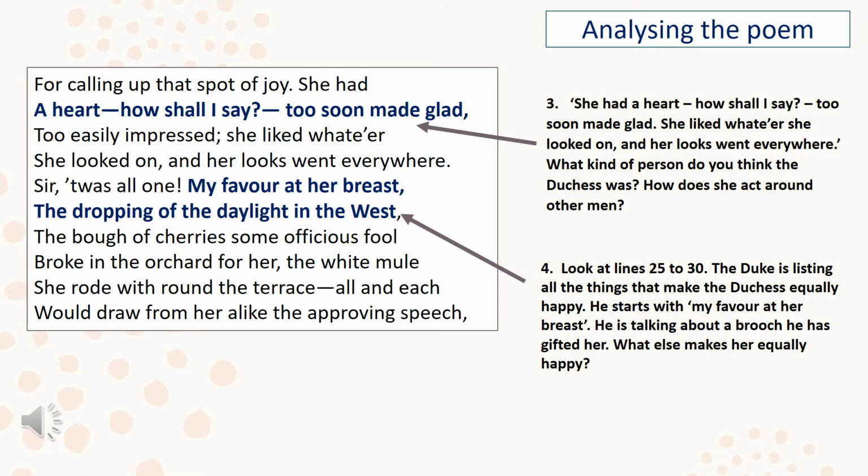Okay, so number 4, you need to look at lines 25 to 30. The Duke is listing all the things that make the Duchess equally happy. He starts with, my favourite at her breasts. He's talking about a brooch he has gifted her. What else makes her equally happy? Why do you think that would bother somebody like that?